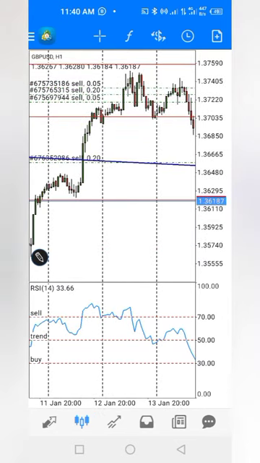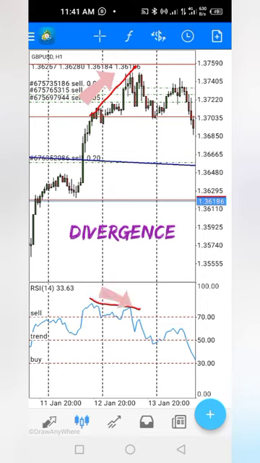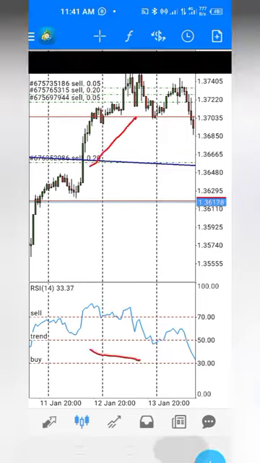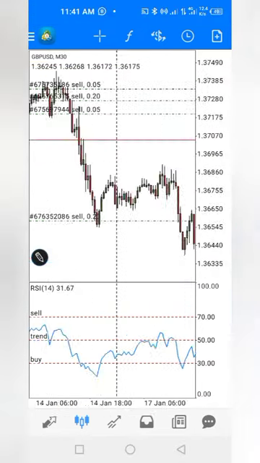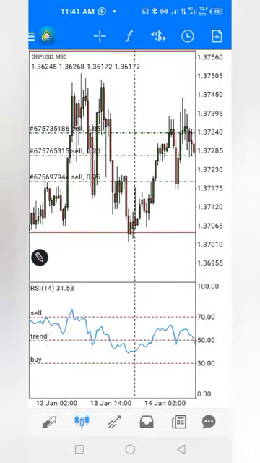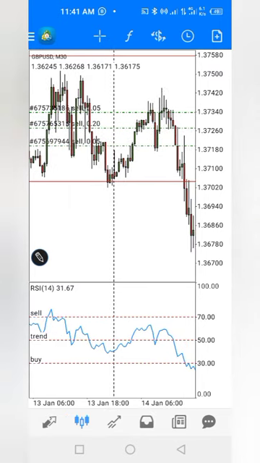Another confluence that I spotted on 1 hour is this divergence. The market is making a higher high here, and my indicator is showing a lower low. That is another confluence, signifying that this market is going to drop massively. So I come down to 30 minutes to pick my supply zone.